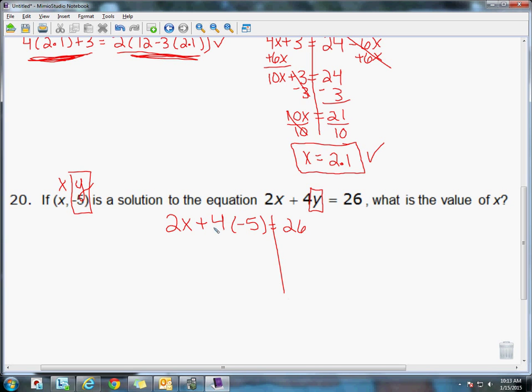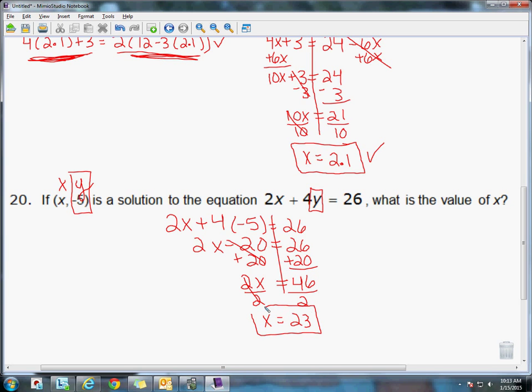Well, we have 2x. 4 times negative 5 is a negative 20. Is equal to 26, and now you have a simple two-step equation. Add 20 to both sides. That crosses out. We have 2x is equal to 46. Divide both sides by 2, and you'll get x is equal to 23.